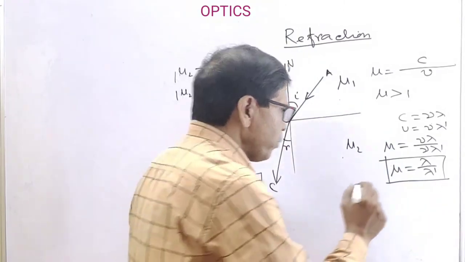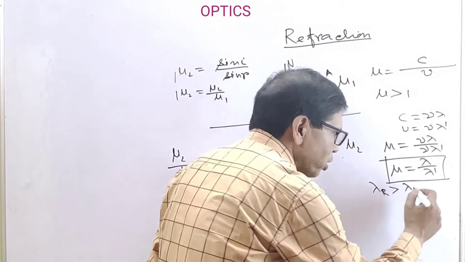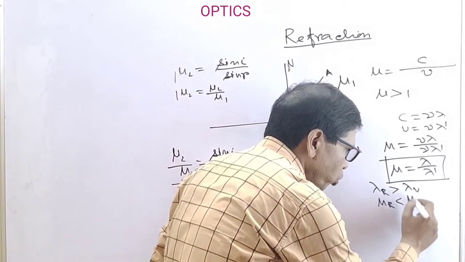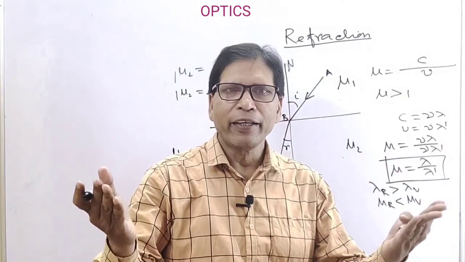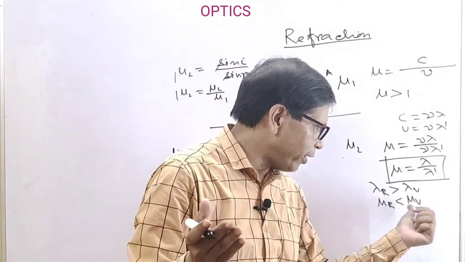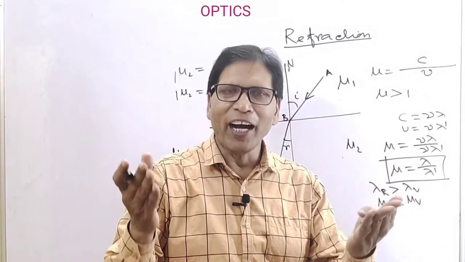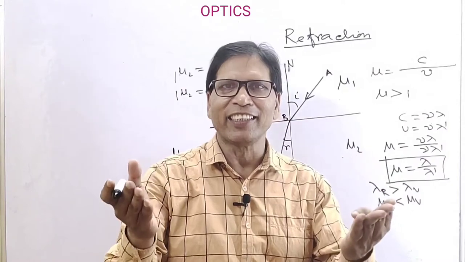Now we know lambda r is greater than lambda v. Here mu r is less than mu v. So the deviation of red color in a medium is less than the deviation of violet color. That is why red light is used as signaling light.